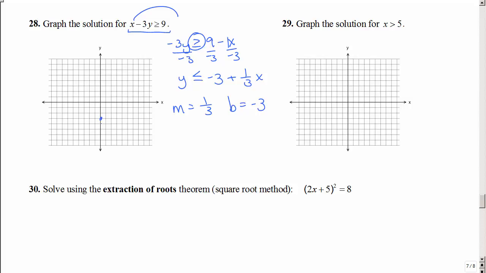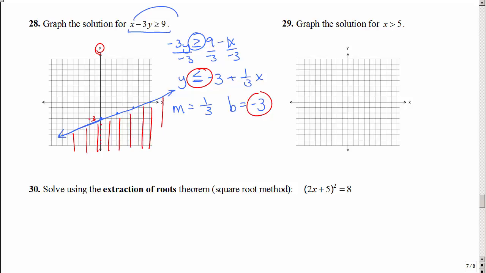So I'm going to plot those. Rise over run. So 1, 1, 2, 3. I'm going to do it again. Do it again. You can do it as many times as you want. This is a solid line because of the equal to part. Now I have to shade less than. Well, here's negative 3 on the y-axis. Where's less than negative 3? Here, here, here, here, here. So I'm going to shade this side of the line. That's one method. Your teacher may show you a different method, but again, we're just looking for the graph and the shading.